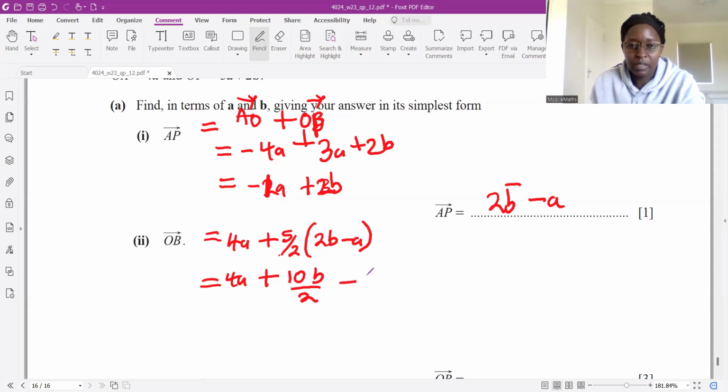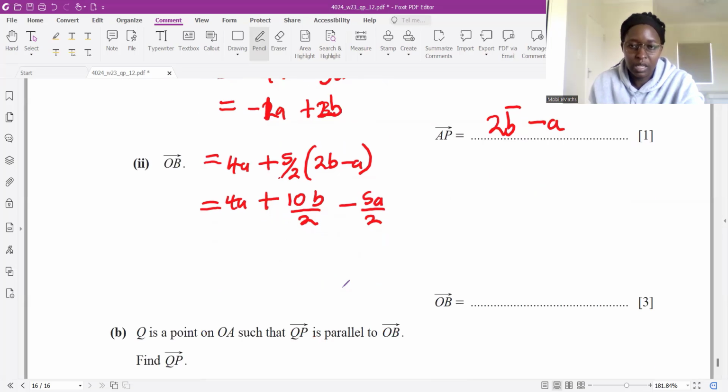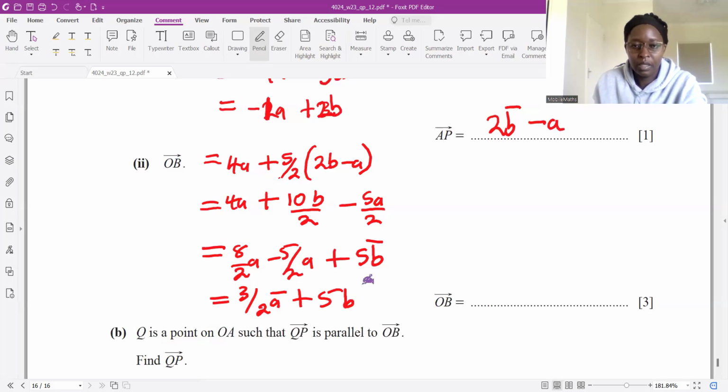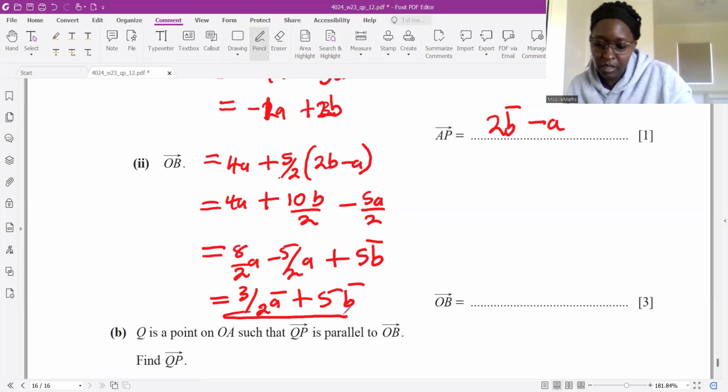So simplifying this, we get 4A plus 10B/2 minus 5A/2. So I can add the A's together and I get, this is the same as 4, that's like 8/2A minus 5/2A plus a 5B here. Okay, so this is going to give me 8 minus 5, that's a 3. So 3/2A plus 5B. Okay, so that's our OB there.